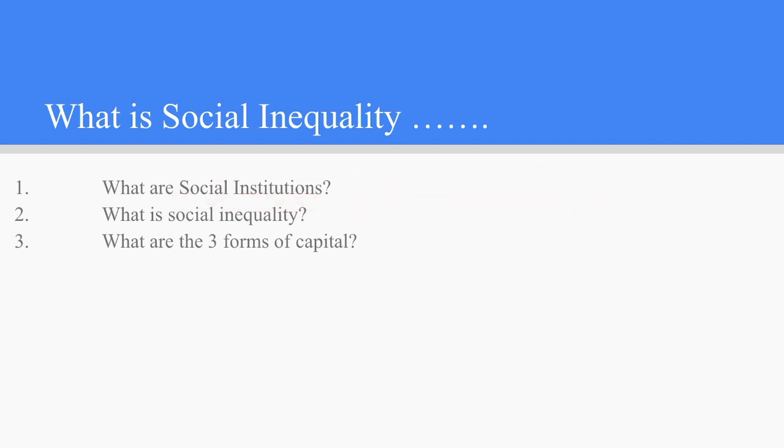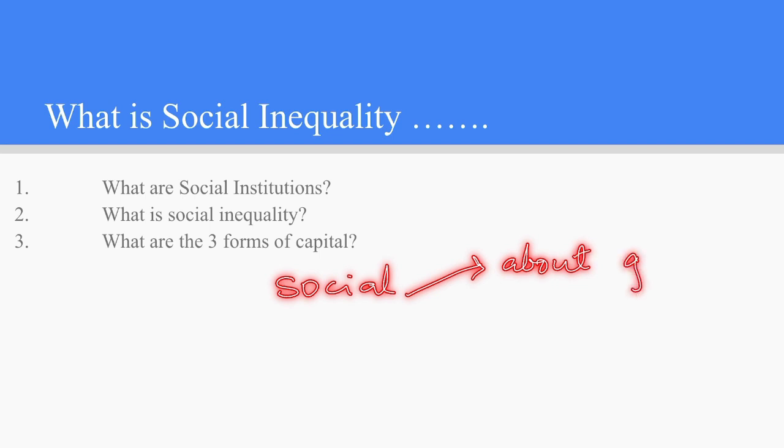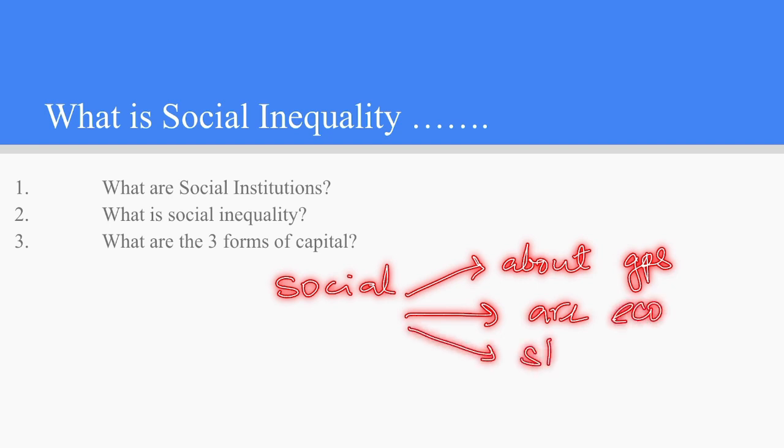When we find that these communities are not on an equal footing with each other, then we say that social inequality exists. In what ways? These communities have unequal access to social resources. Why are we using the term social with social inequality? Because, first of all, when we're talking about inequalities, they are social because, number one, they are about groups. Secondly, they are economic. And third, they are systematic and structured.